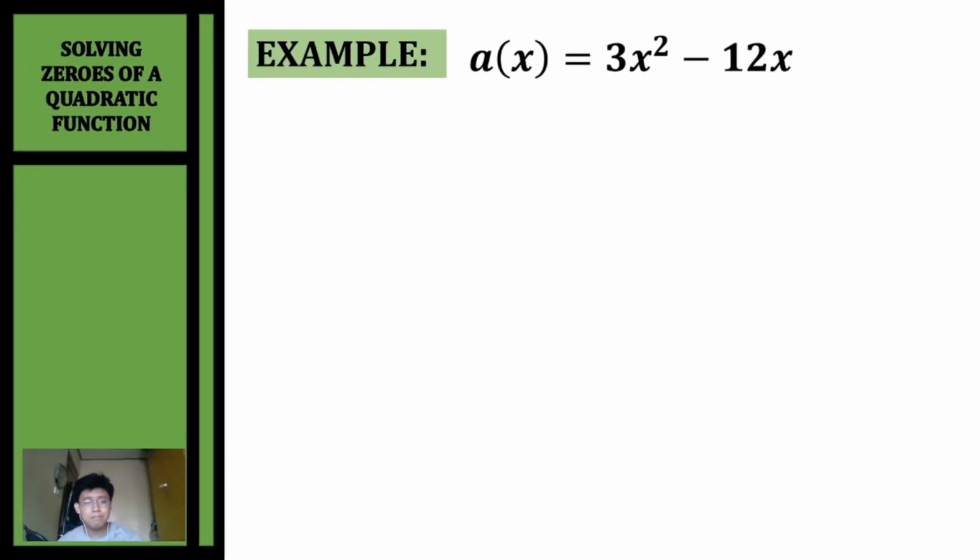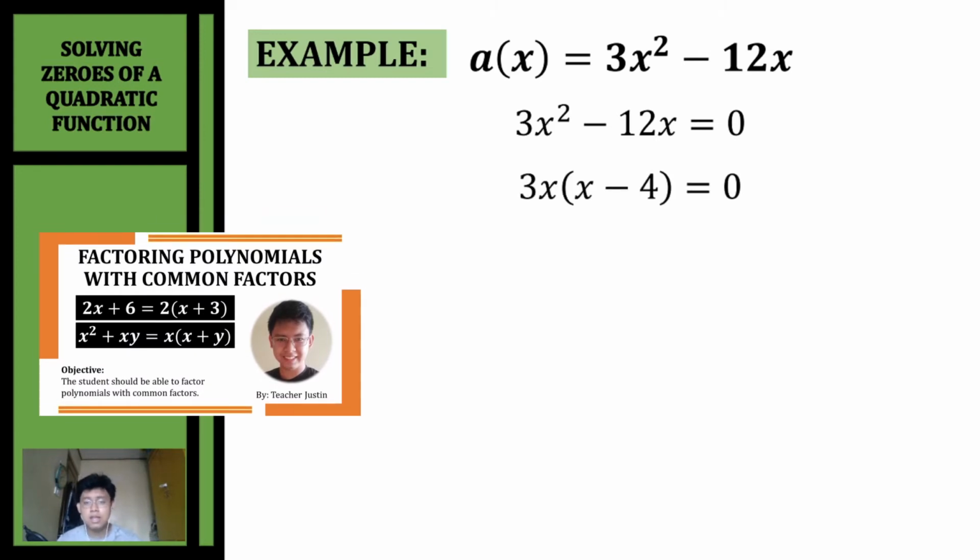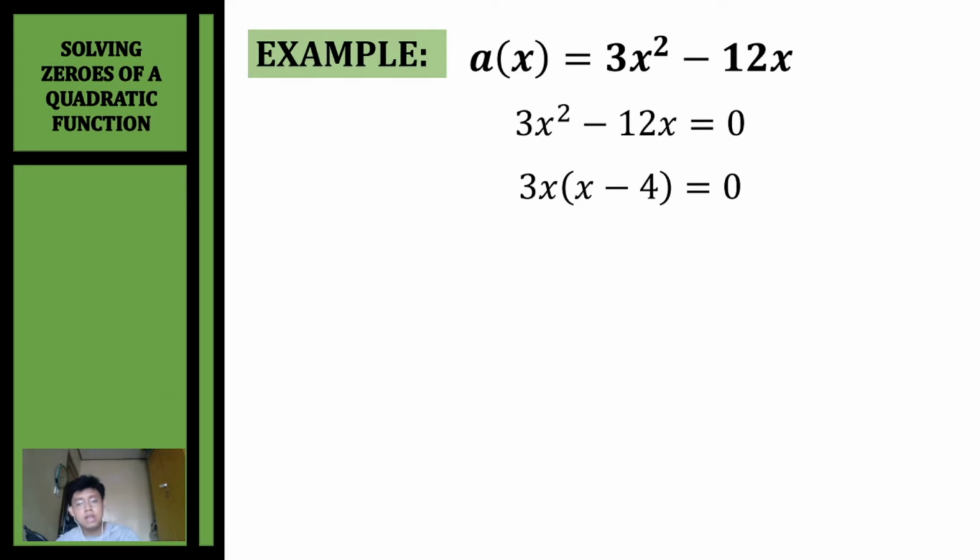Let's have an example. For example, we're going to find the zeros of this quadratic function. First step is for us to change the function notation to 0. Then let's make sure that all terms will be on the left side of our equation. And now we proceed to factoring. So let's factor 3x squared minus 12x using common monomial factoring. So our factor will be 3x times the quantity of x minus 4.